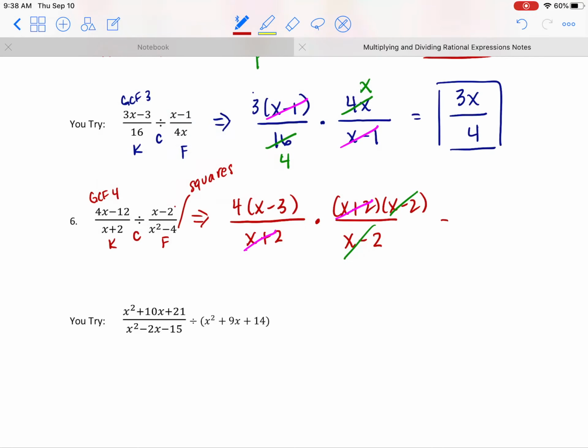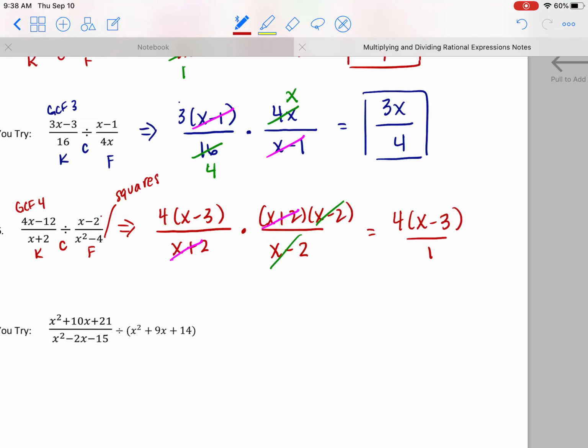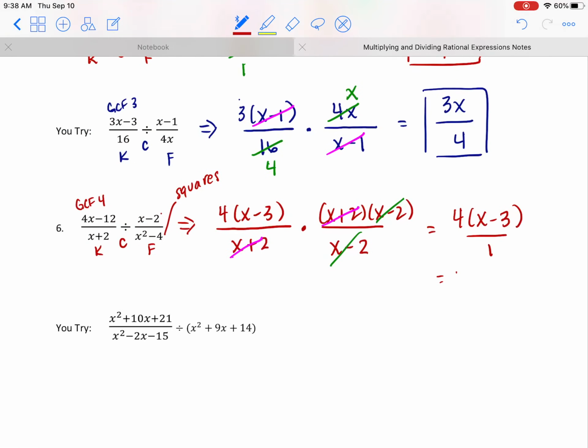So what do we have remaining? Well, on the top we have the 4 and the x minus 3, and on the bottom we just have a 1, which we don't have to keep. So we can just say 4 times x minus 3 is our answer, or if you wanted to distribute and say 4x minus 12, either one of those would be acceptable. I'm just going to go ahead and box in the 1. And then we're good.